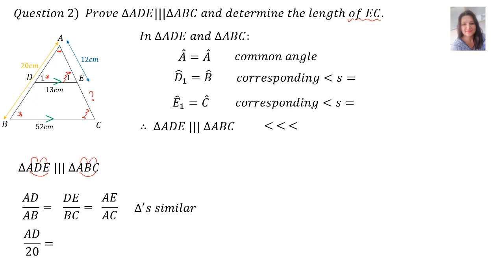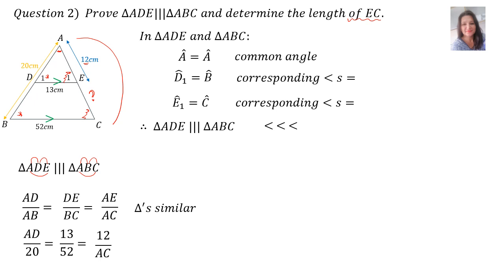Now let's quickly fill in all the lengths of all the known sides. Therefore, AD we don't know, AB was given that it's 20. DE is 13 and BC is 52. AE is 12 and AC is unknown. Now what are we looking for? We are looking for EC. Now do you agree that EC is actually part of this whole length AC? So my suggestion is, if only we can work out the length of AC, then we can subtract this 12 and we find the length of EC.